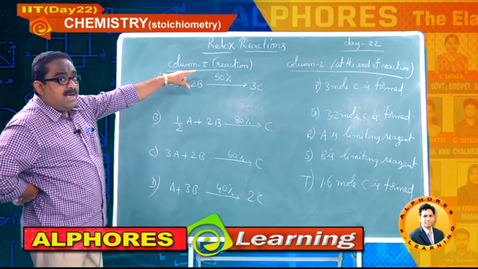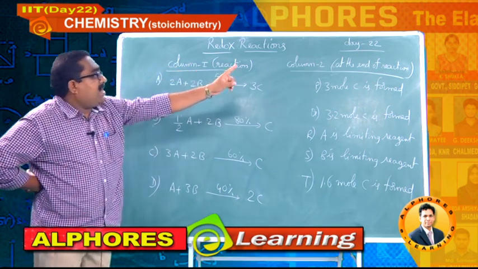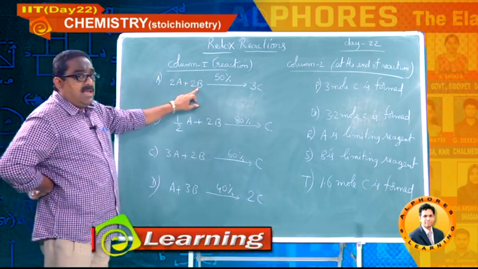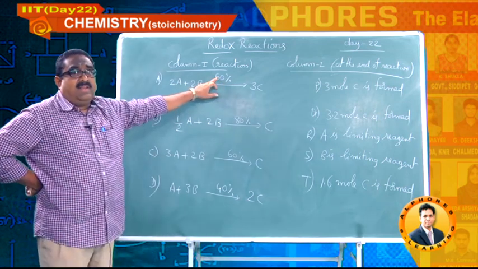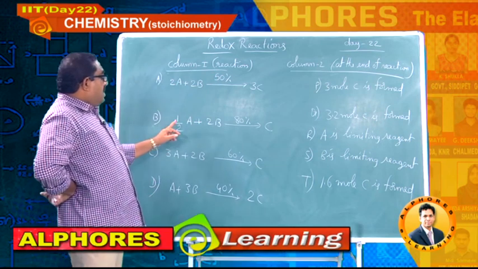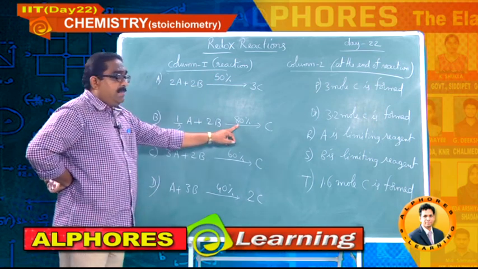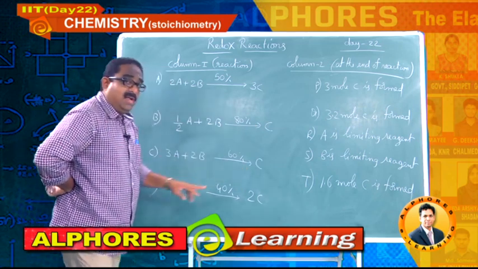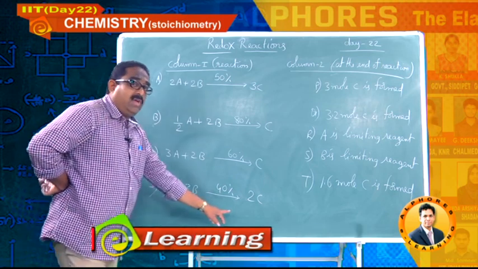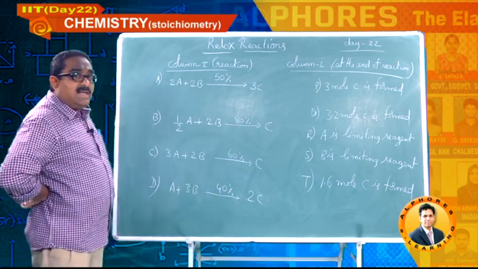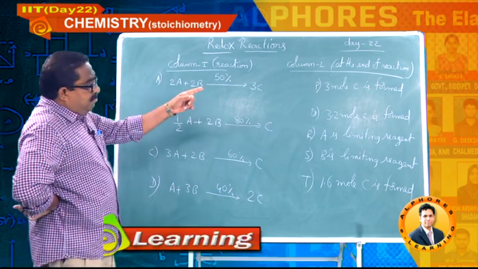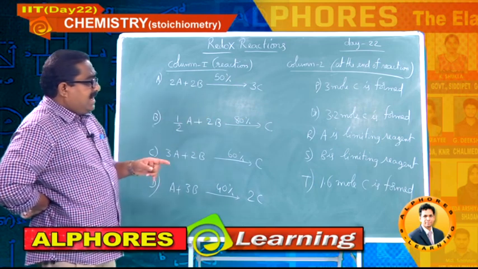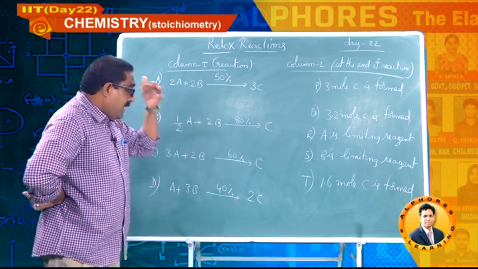Please note down, students. I will repeat the data here. Column 1, reaction; Column 2, at the end of the reaction. 2A plus 2B gives rise to 3C, it is 50%. Here 1/2A plus 2B, 80%. 3A plus 2B, 60% yield C. A plus 3B gives rise to 2C, percentage yield is 40%. P: 3 mole of C is formed. Q: 3.2 mole C is formed. R: A is limiting reagent. S: B is limiting reagent. T: 1.6 mole C is formed.